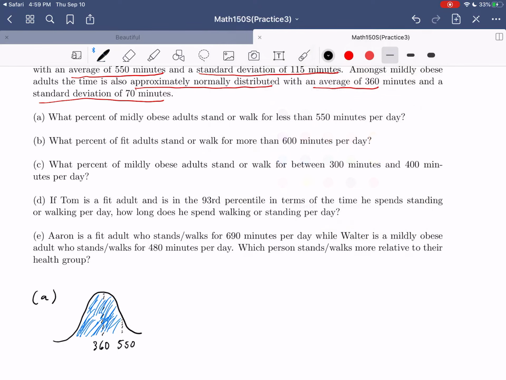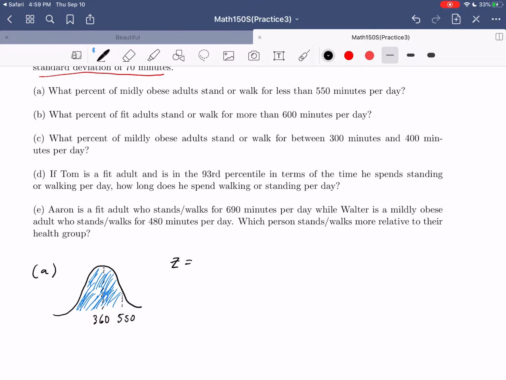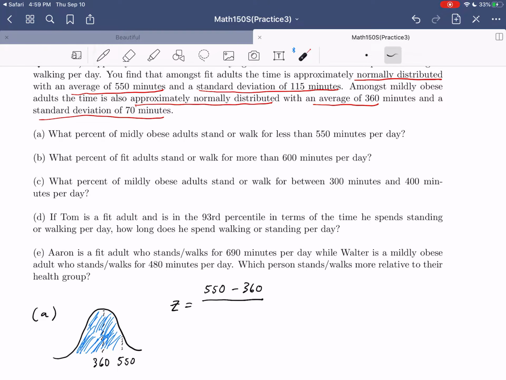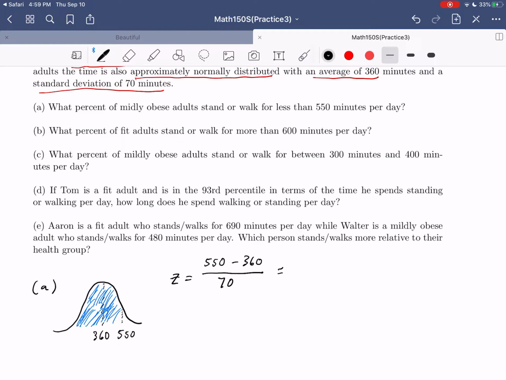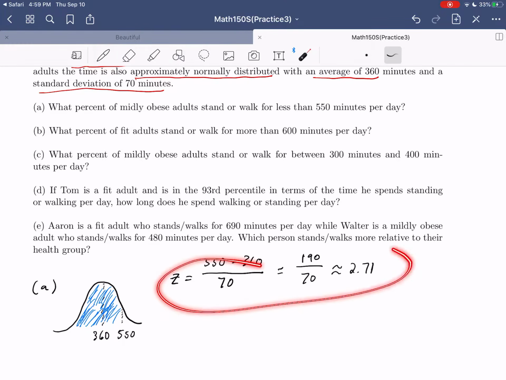All right, we can go ahead and calculate the z-score. The z will be our data point, 550, minus the mean, 360, divided by the standard deviation. Since we are working with the mildly obese adults, the standard deviation will be 70, so we'll put a 70 in the denominator. Up top, we can do that subtraction first: 550 minus 360 gives 190, divided by 70, and we should get a z-score of about 2.71. Notice that z-score does make sense. It is a positive z-score because 550 is above the average.